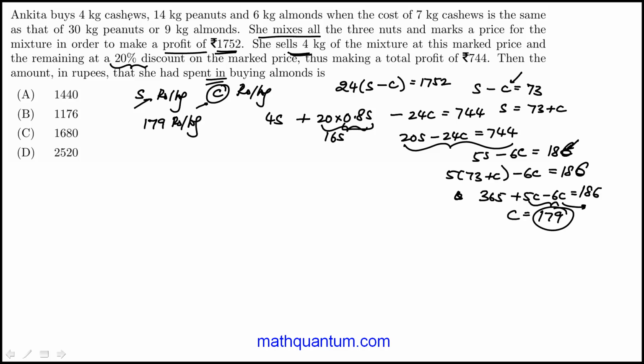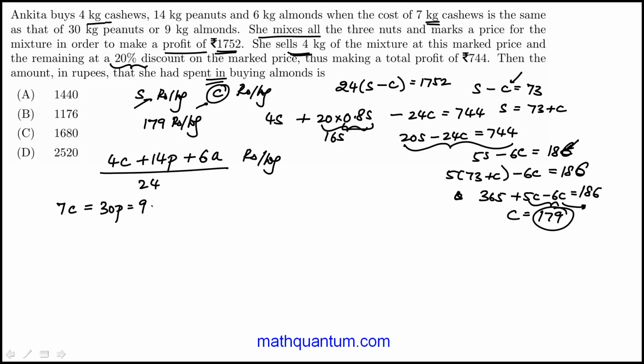Now we'll come back to this condition that she bought 4 kg of cashews. So if the cost of cashews is C rupees per kilogram, this would be her total cost. That of peanuts is P rupees per kilo, and almonds is 6A rupees per kilo. So this is the total cost in rupees. And if I divide this by 24, this would be the cost in rupees per kilo. Now we're also given this condition that 7 kg cashews, that means 7C is equal to 30P equal to 9A.